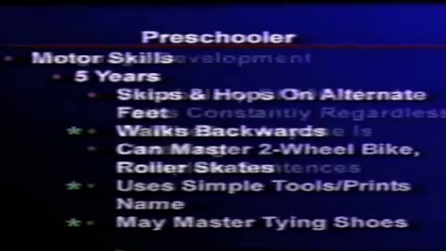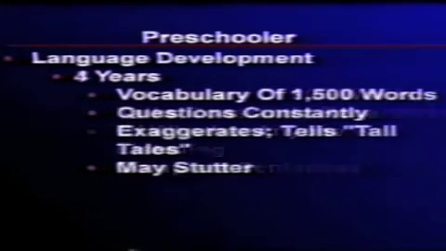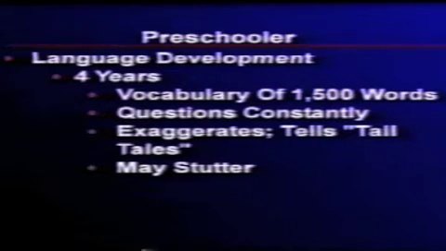Also with language development, with 3-year-olds, notice how the vocabulary has jumped up to almost 900 words. A key thing with 3-year-olds is they talk constantly whether anyone is really listening. They love to talk. They also have complete sentences. With 4-year-olds, this is where you get the constant questioning. The vocabulary has jumped up tremendously, to 1,500 words. Also, they may stutter. They have lots of questions, lots of thoughts, lots of things they want to know, and they get very excited about talking, and they may stutter. This is not considered pathological. It's considered a normal developmental thing at this age group.